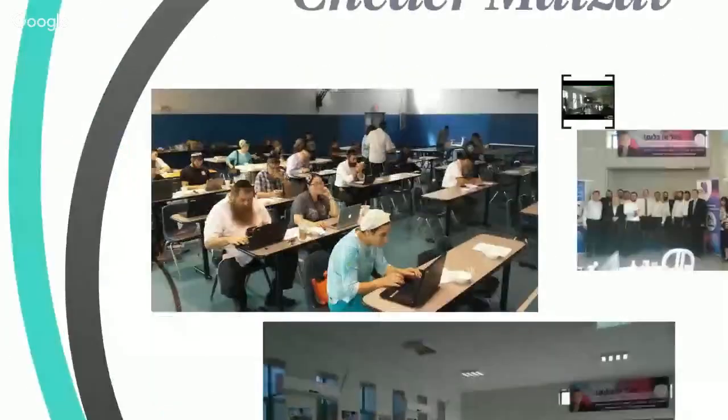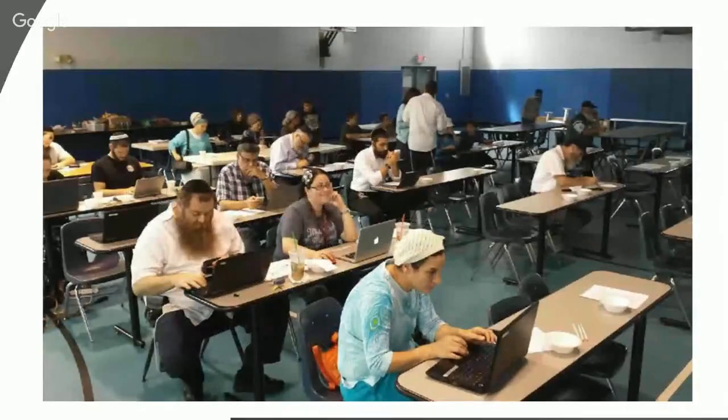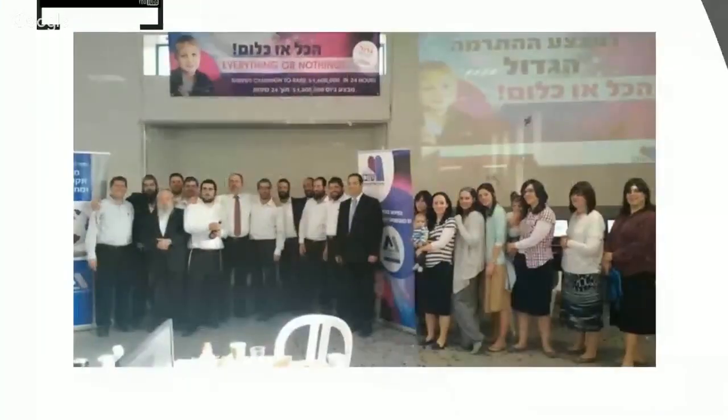Here's the Cheder Matzav. These are in past campaigns we have. So we've got all types of people. We've got moms, we've got teenagers, we've got bubbies and zadies, and little kinder also doing the operations room. This is, for example, an operations room we did for another organization.